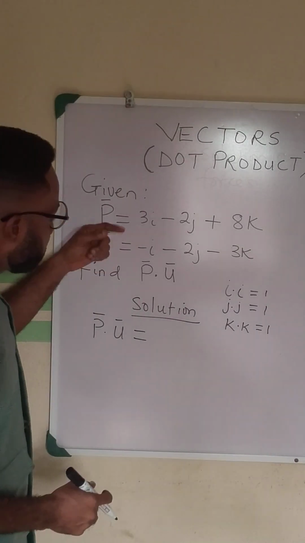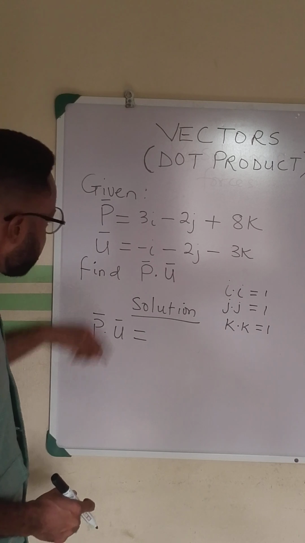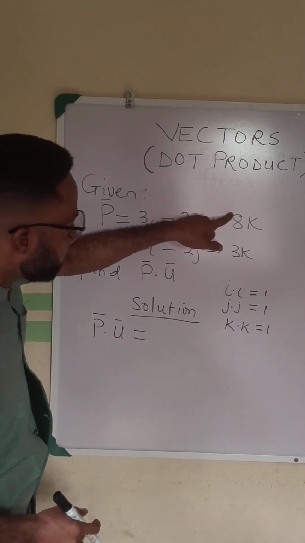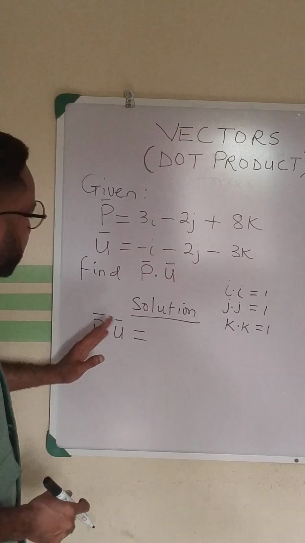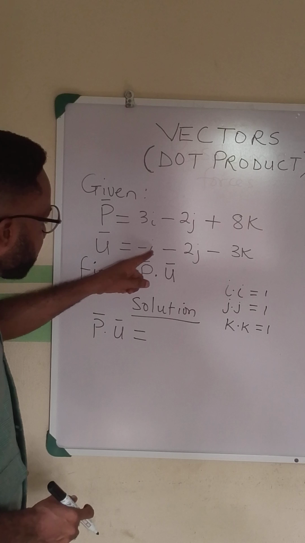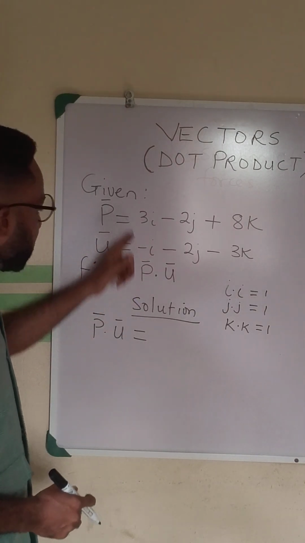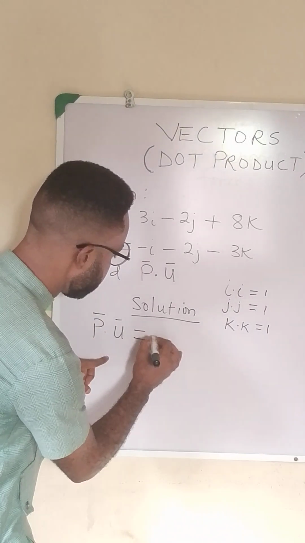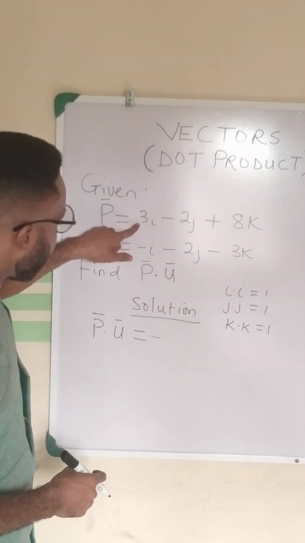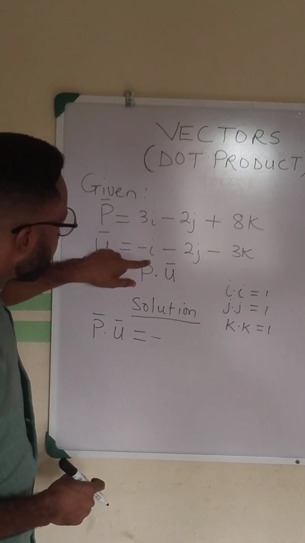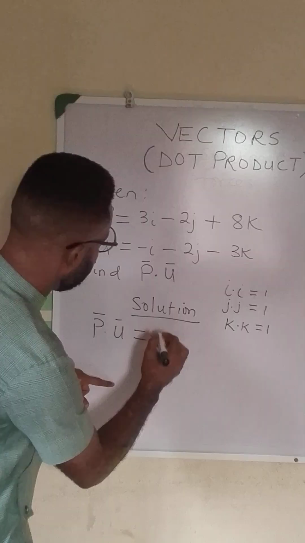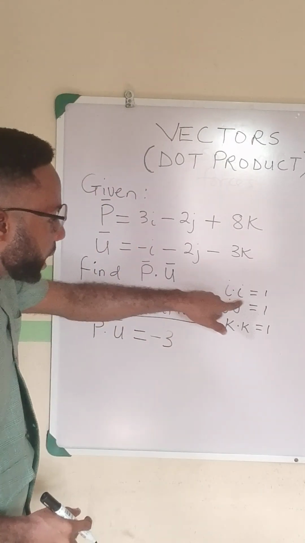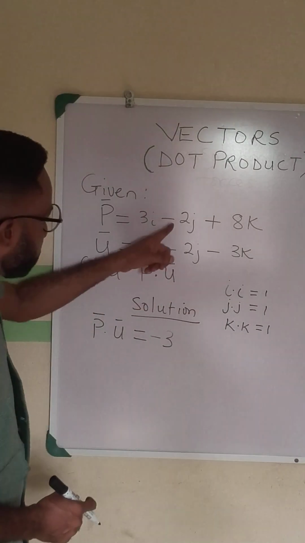So to determine P dot U, that's the dot product of P and U, we have to multiply this by this, this by this, and this by this. So we take it this way. Now we know that the coefficient of minus i is 1, and so we have positive here. So if we have plus times minus, it will give us minus, okay? And now 3i times i will give us what? 3i times i is going to give us 3, because we know that i dot i will be equal to 1.